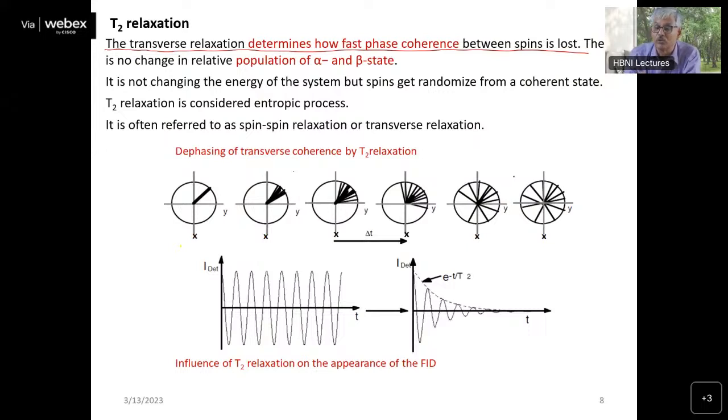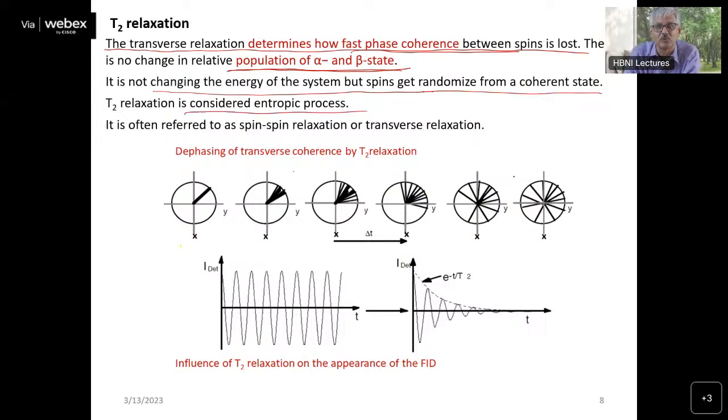So when phase coherence is lost, it means one spin is getting converted to alpha while another is getting converted to beta. The overall population of the alpha and beta states is not changing, but their coherence or phase is changing. So the effective magnetization in the XY plane is decreasing, which means your signal is also decreasing. In this process there is no change in the energy of the system, but the spins are getting randomized. That's why it is called an entropic process.